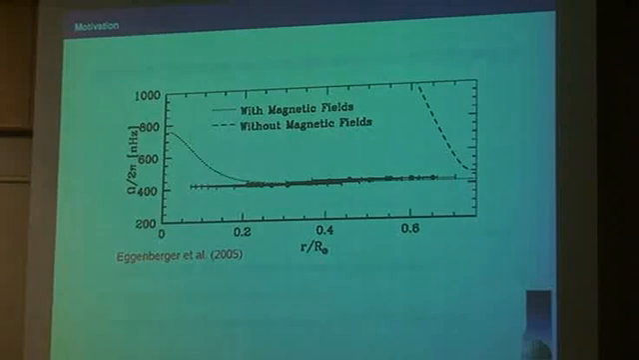There's another simulation, so that's the dotted line here from Eggenberger, that's the rotation rate of a sun-like star, and these error bars and dots here are measurements, and only if you include the magnetic fields are we in agreement with the measurement. Without magnetic fields, it would rotate much too fast.